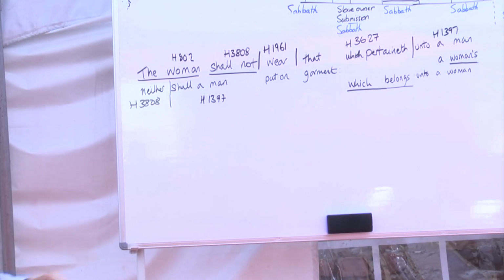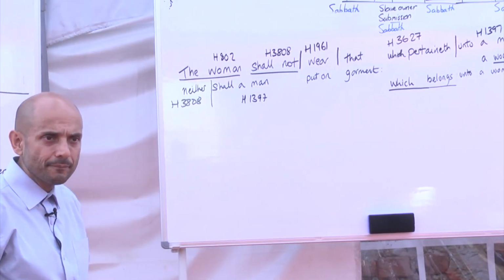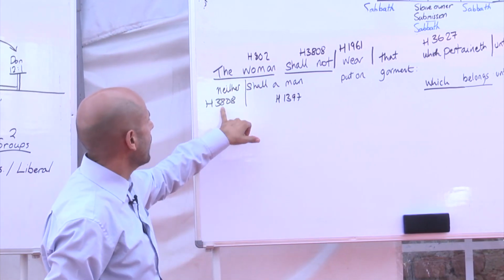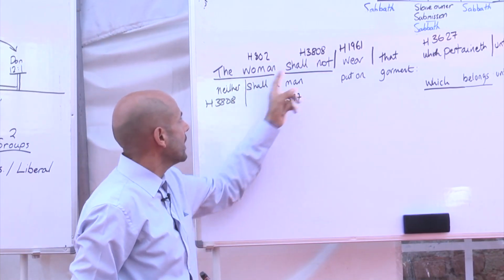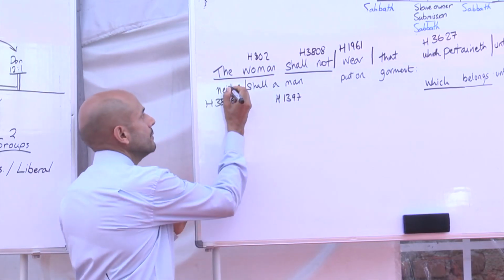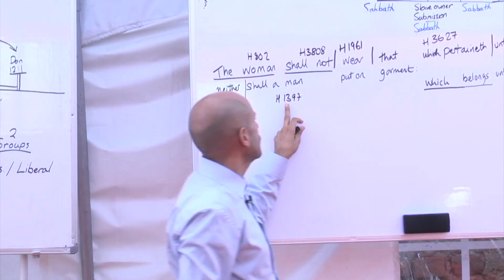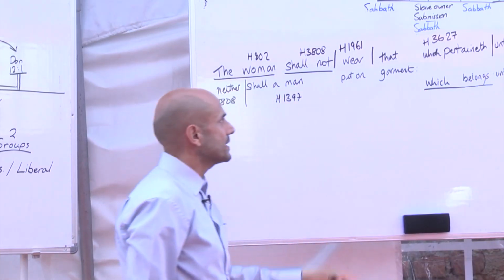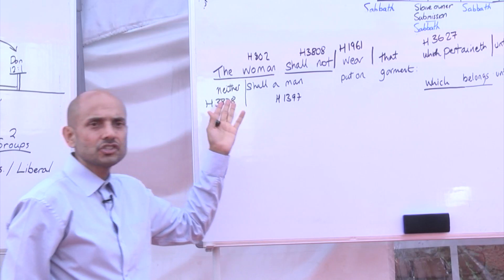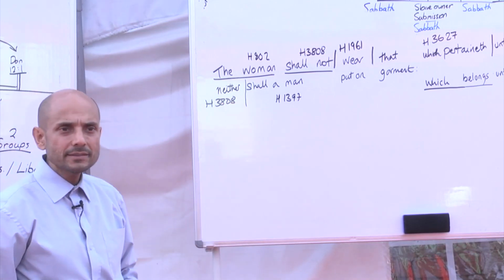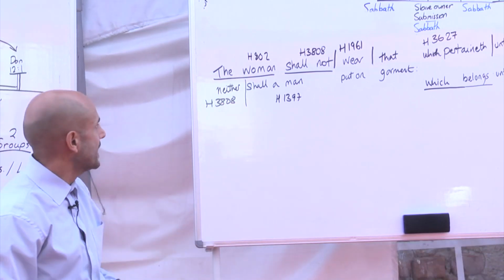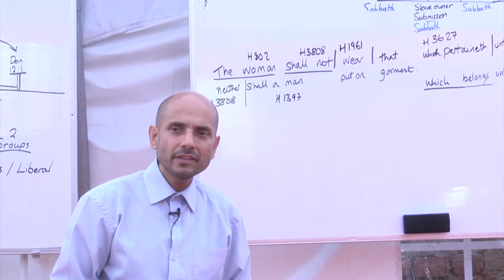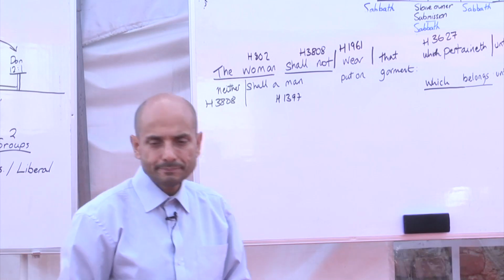In your versions, you've only got 1397 for all of this. So we've got 3808, 3808. Neither shall not. Same? Yeah. We've got 1397, we've got 1397. So here it says unto a man, it just says shall a man. Yes? So in your versions it says neither shall a man, and all it has is 1397, nothing else. Yep.